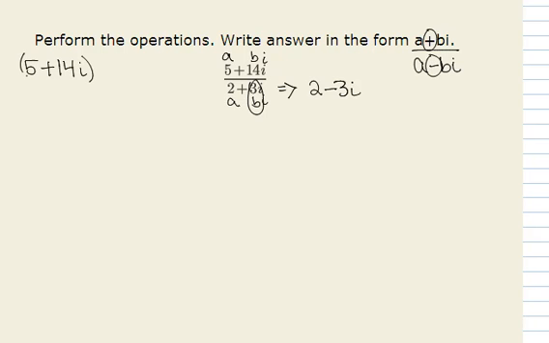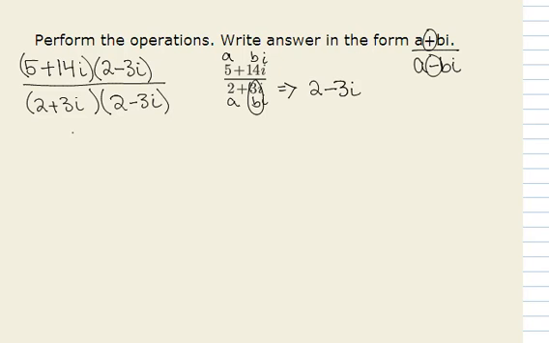So we get 5 plus 14i times 2 minus 3i over 2 plus 3i times 2 minus 3i. So we're going to distribute using FOIL. We've got 5 times 2 will give us 10. 5 times negative 3i will give us negative 15i. Positive 14i times 2 will give us positive 28i. And then positive 14i times negative 3i will give us negative 42i squared. So that's the numerator.